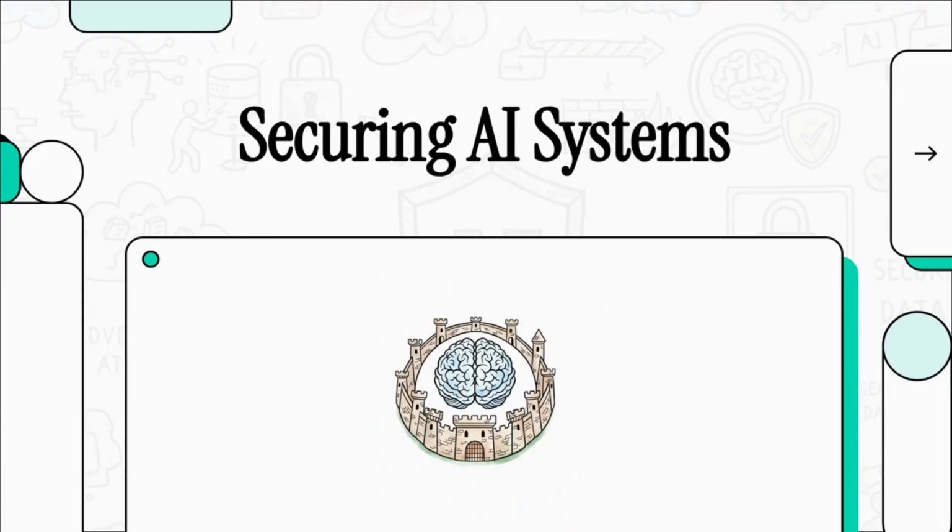AI is incredibly powerful, but all that power also creates this huge, new, and often kind of invisible attack surface. So today, we're going to break down exactly how these systems are targeted, and maybe more importantly, how we can start building a real defense against those threats.